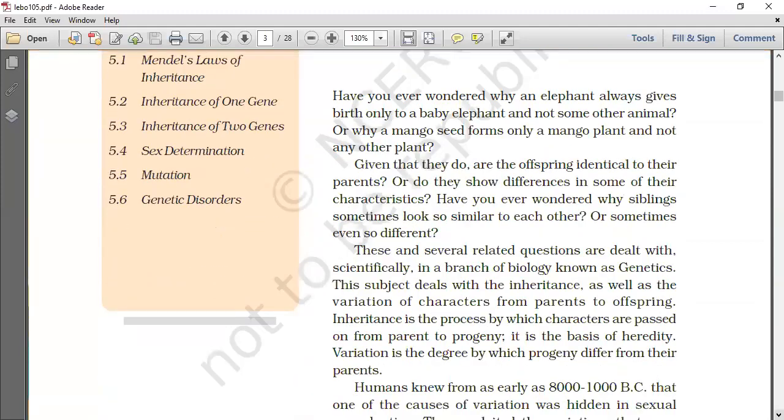Have you ever wondered why an elephant always gives birth only to a baby elephant, not some other animal? Or why a mango seed forms only a mango plant and not any other plant? Given that they do, are the offspring identical to their parents? Or do they show differences in some of their characteristics? Have you ever wondered why siblings sometimes look so similar to each other, or sometimes even so different?